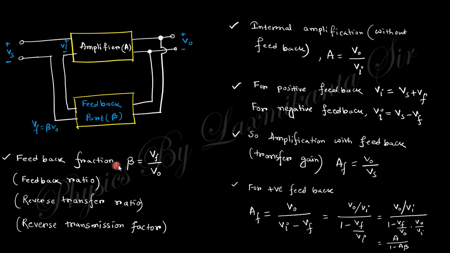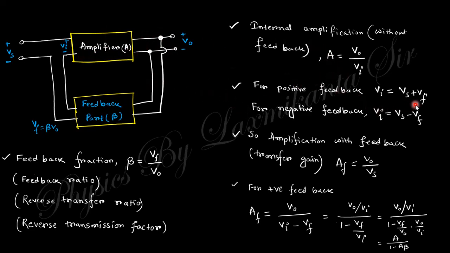So the feedback fraction, which is known as feedback fraction or feedback ratio or reverse transfer ratio or reverse transmission factor, is the same thing under different names. This is the beta, which is Vf by Vo. Now the amplification is nothing but the output by input, Vo by Vi.